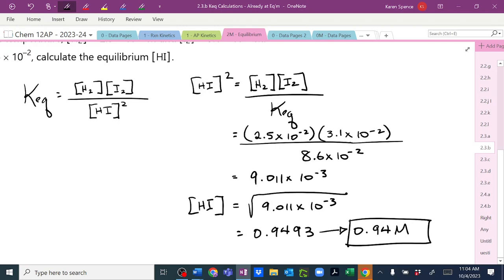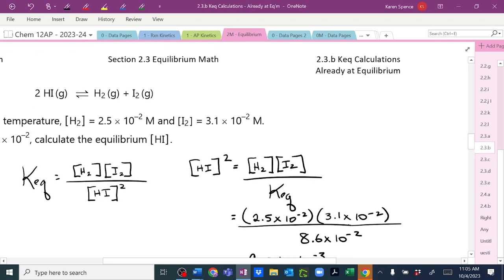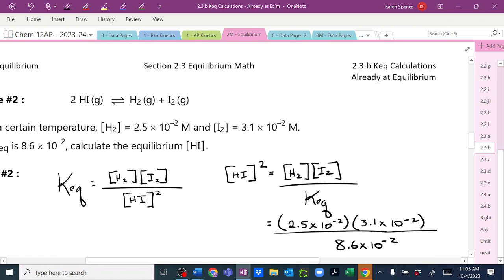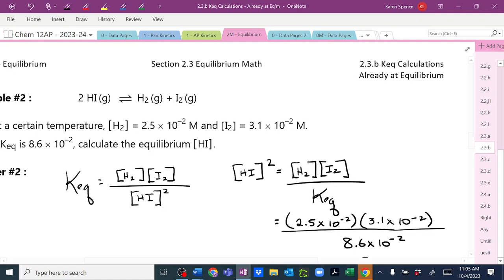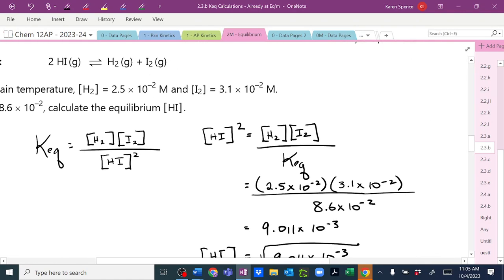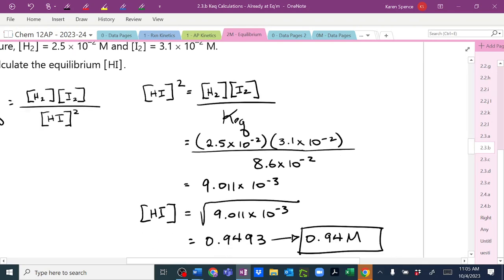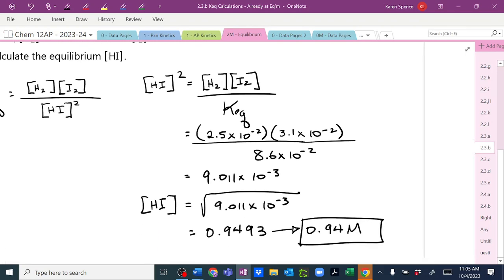Anyone getting that same answer? No, what have I done wrong? Two point five times 10 to the minus 2, 3.1 times 10 to the minus 3, 8.6 times 10 to the minus 2. What have I done? Oh, I forgot a 0. Was that it? Okay, that's all right. Oh, yeah, it should be 0.095.